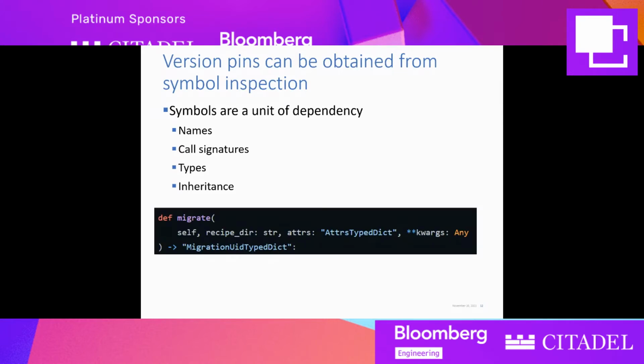it's a symbol. So in this case, here's an example symbol, actually from the autotick bot itself, because why not reuse code when you can? The name would be migrate. It's got a signature that's got self, this thing called recipe dir, adders, and a star kwargs. It's got a return type. It's got types for its various chunks of its call signature. Since this is actually not a function, it's technically a method. It also has some class inheritance that we could use to try to understand if pieces are the same or not.